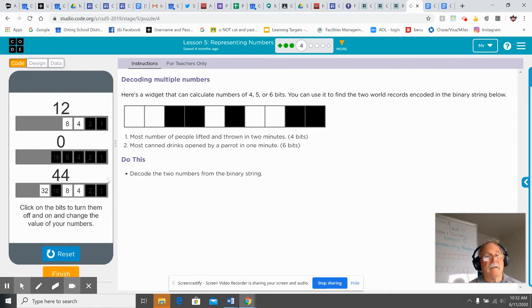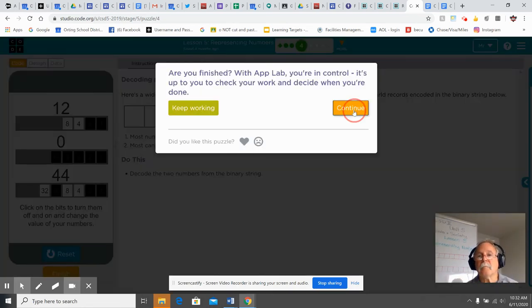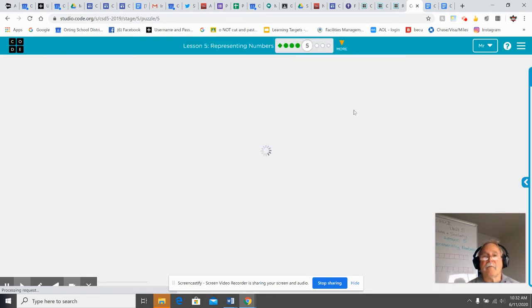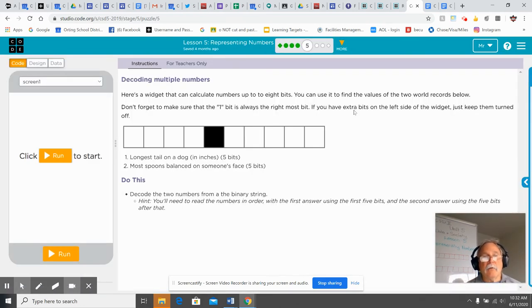A 4-bit and a 6-bit. Okay. All right. We're finished with that portion. Let's move on to the next. Bubble number 5. Decoding multiple numbers. Here's a widget that can calculate numbers up to 8 bits.